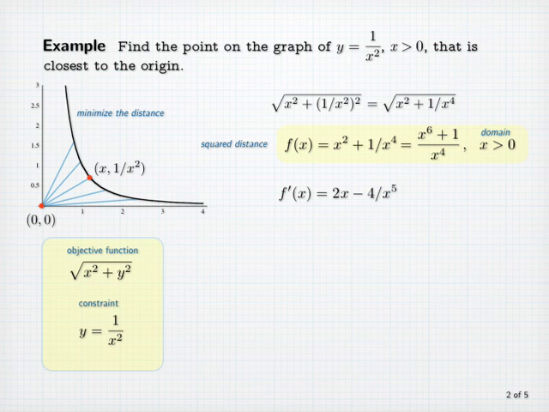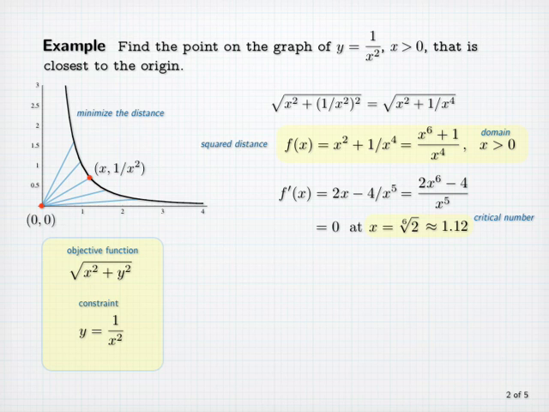f prime of x equals 2x minus 4 times x to the minus 5 power, which we can also write as (2x to the 6th minus 4) over x to the 5th. So f prime of x is equal to 0 at x equal to the 6th root of 2, which is approximately 1.12. So we have a single critical number in the domain of the function.